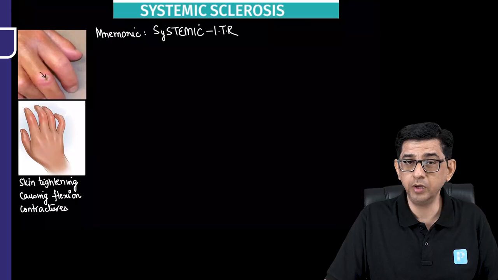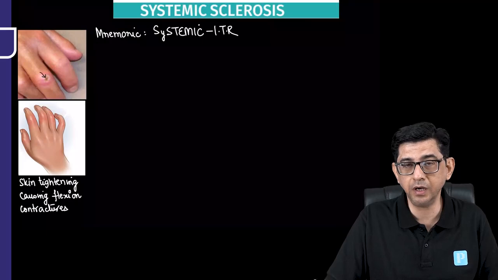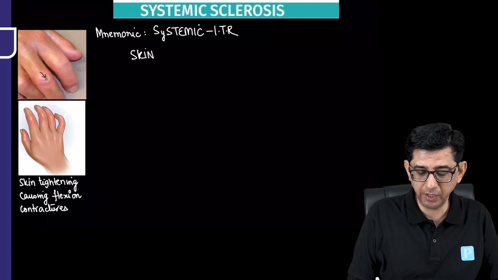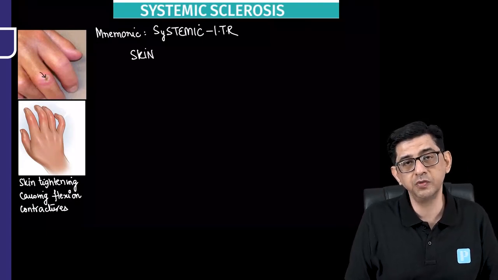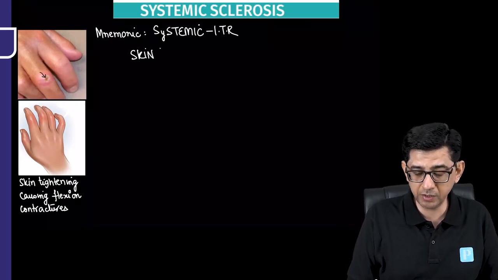And I'm going to use a mnemonic today to describe the manifestations of systemic sclerosis, that is, systemic ITR. Let's look at the manifestations here. The first one that I'm going to write is going to differentiate this from all other connective tissue disorders in MCQs as well as in clinical practice. That's going to be skin tightening and skin thickening.